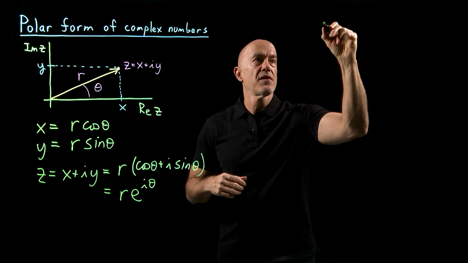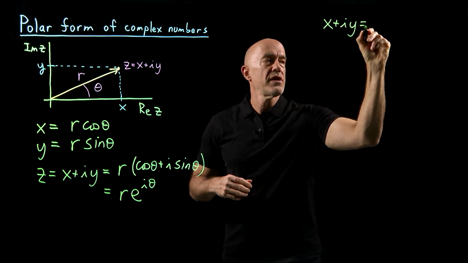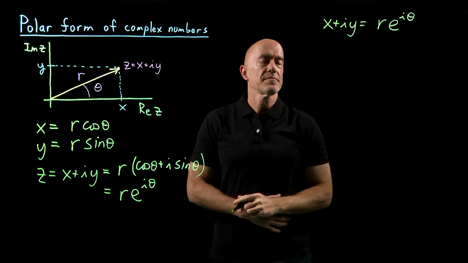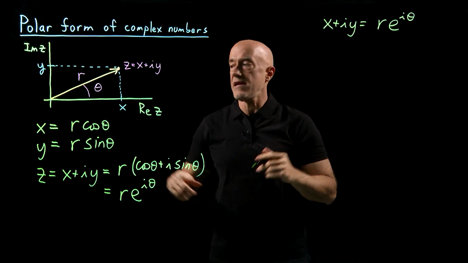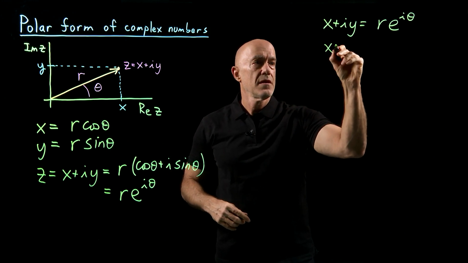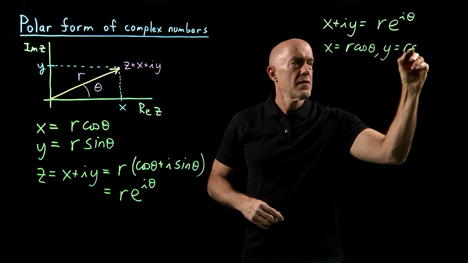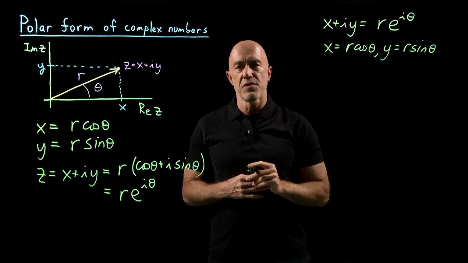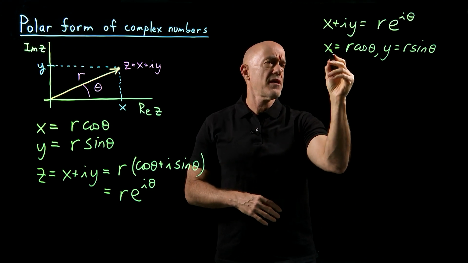So x plus iy can also be written as r times e to the i theta. We have the formula x equals r cosine theta, y equals r sine theta. So you may ask, well, can we invert this and write a formula for r and theta? We can if we square x.